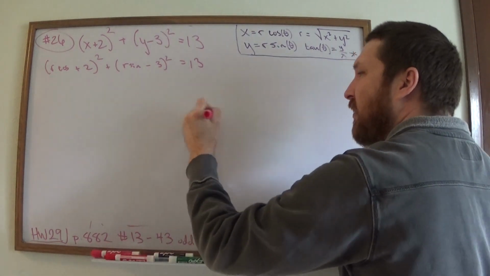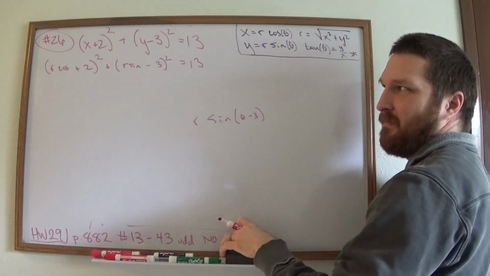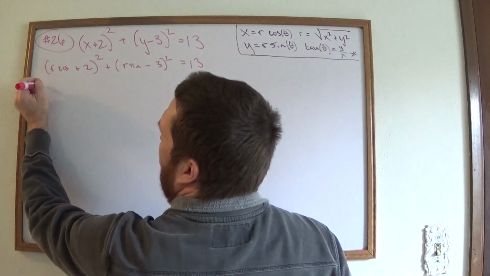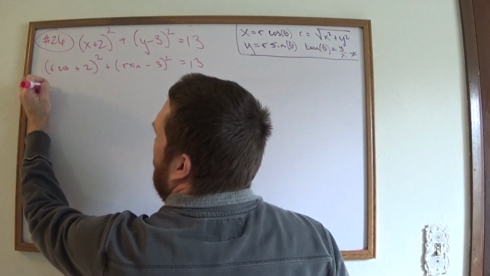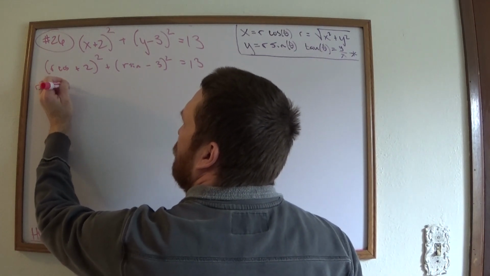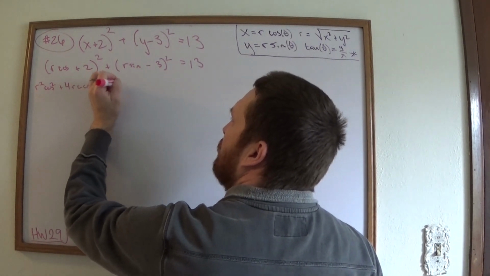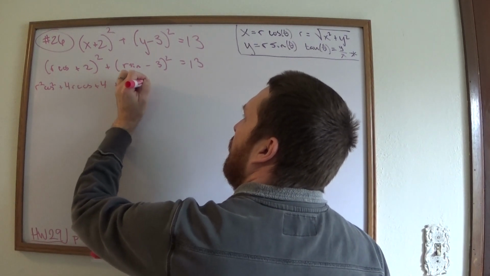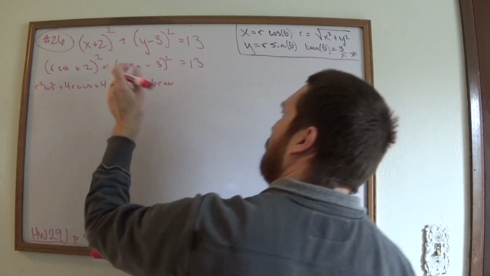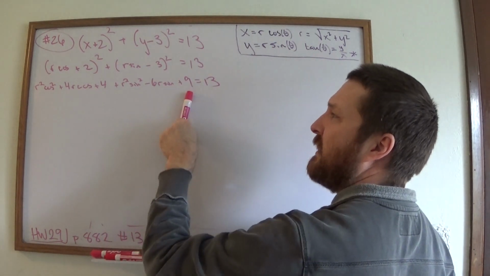Notice this is not r sine theta minus 3. That's not what I'm doing there, right? That's (r sine theta minus 3). So now when I square it, I get, first, outer, inner, last: r squared cosine squared. Outer gives me a 2r, inner gives me a 2r, so 4r cosine plus 4. This gives me r squared sine squared minus 3, so minus 6r sine plus 9. 4 plus 9 is 13.